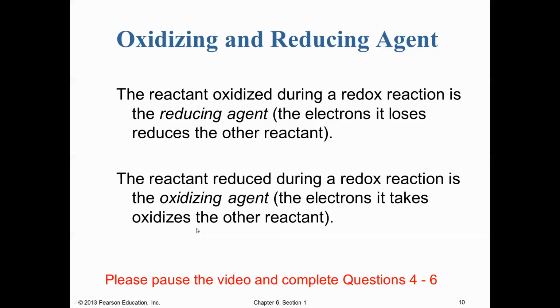And sort of conversely here, our reactant that's reduced during the reaction is referred to as the oxidizing agent. So if it's being reduced, it's gaining electrons. It has to get them from somewhere. So whatever chemical, it's essentially stealing those electrons from another chemical. We call that the oxidizing agent because it's helping to oxidize our other reactant. I know it's confusing, even for chemists, but stick with it. You'll get the hang of it. So please pause the video and take a shot at questions 4 through 6.